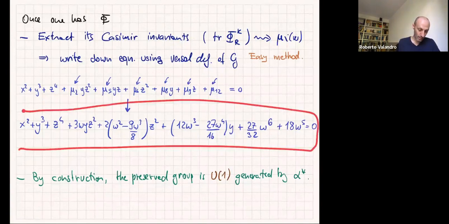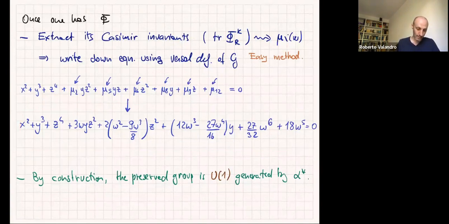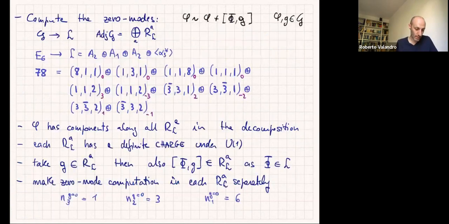Okay, so this is a threefold, and it's a threefold with a point-like singularity at the origin. By construction, the preserved symmetry of the corresponding 5D theory is the U1 generated by the blown up spheres. Now, what about the zero modes? How do we compute them? Well, now it's very involved, okay, as you can imagine.